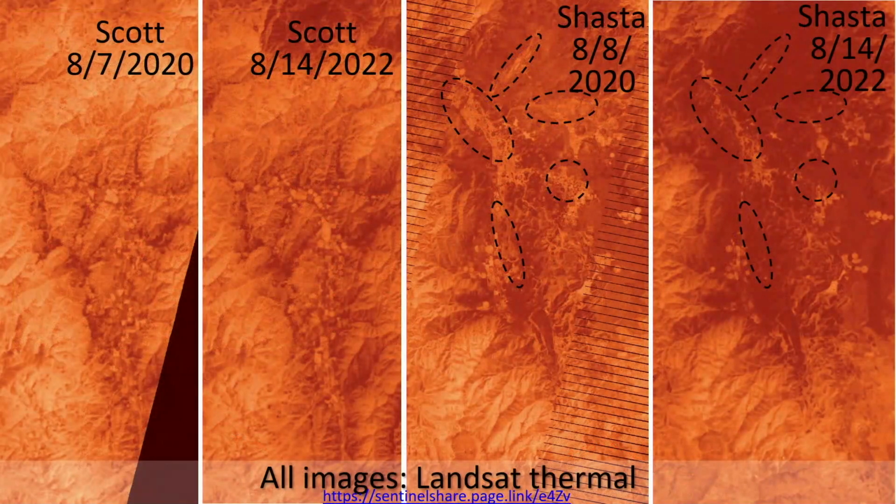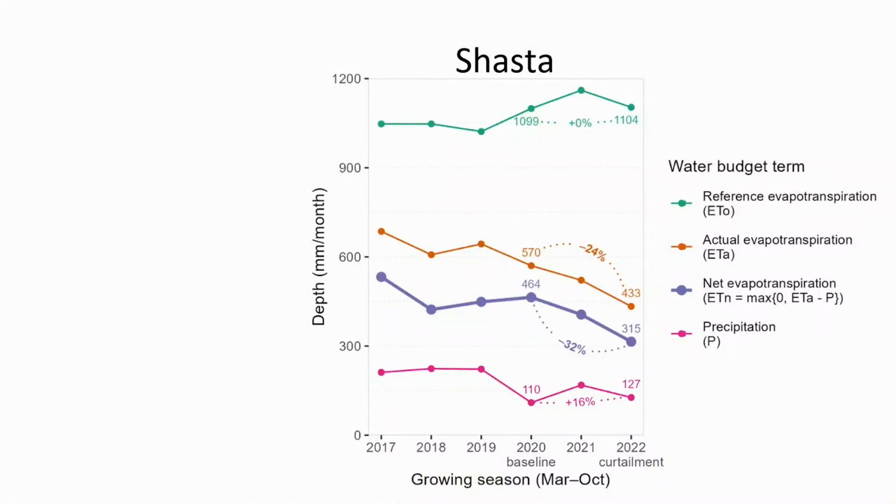So that was greenness. If we look at just some example images from the Landsat thermal band, which is a major input to the OpenET calculations, those same highlighted areas in the Shasta, you can see the evaporative cooling of the fields, right? They're nice and cool in 2020. In 2022, those fields are hot because they're water stressed because they're not being watered.